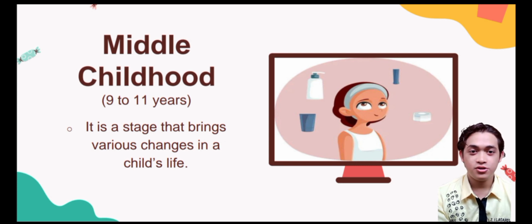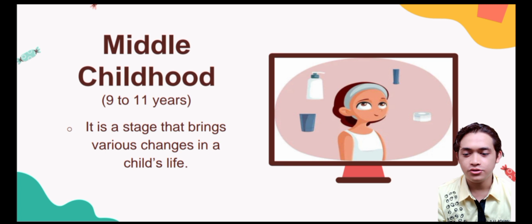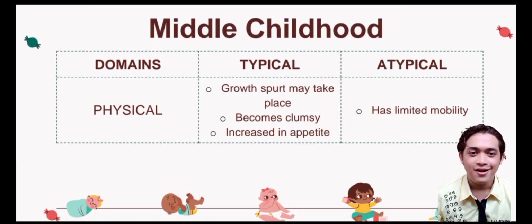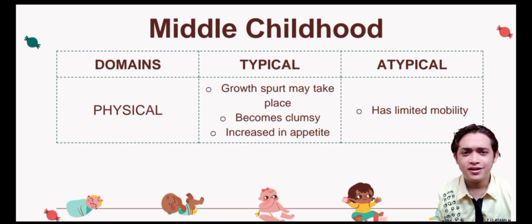Now let us move on to the next stage of child development, which is middle childhood. The age ranges from 9 to 11 years old. In this stage, it brings various changes in a child's life. Now let us talk about the typical and atypical development during middle childhood.